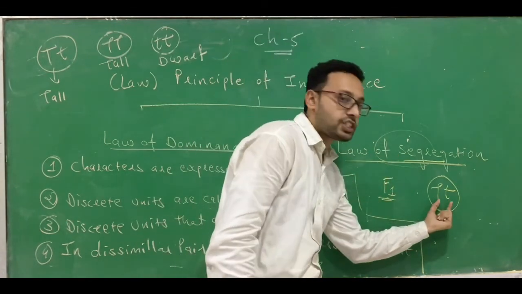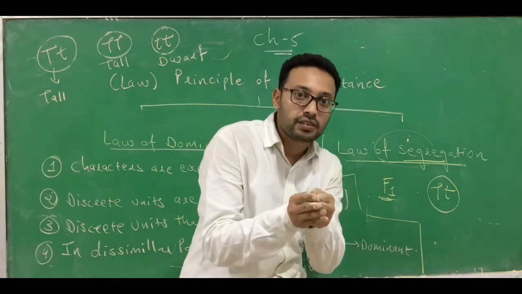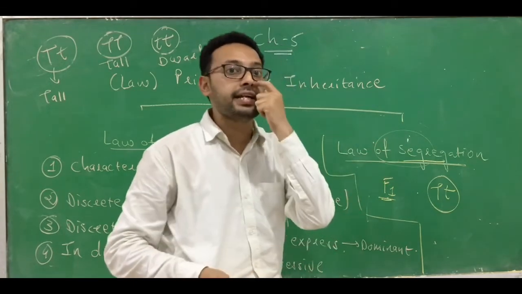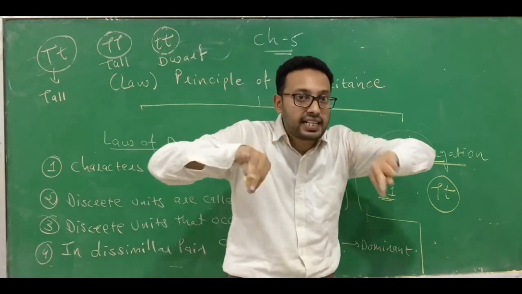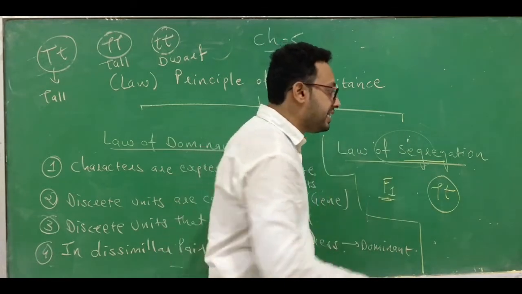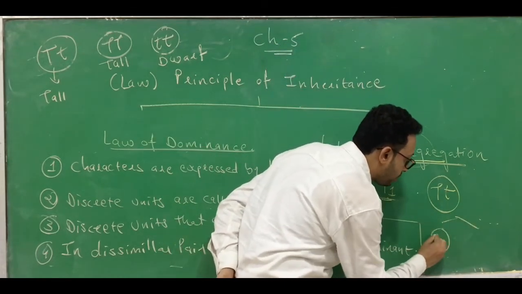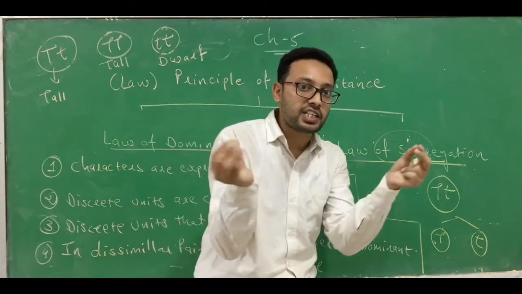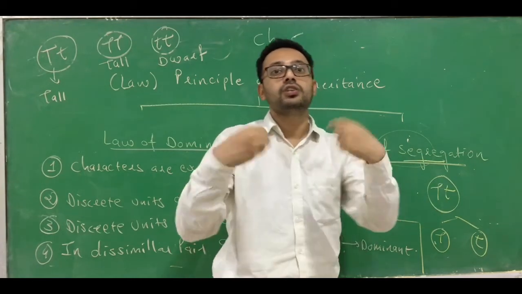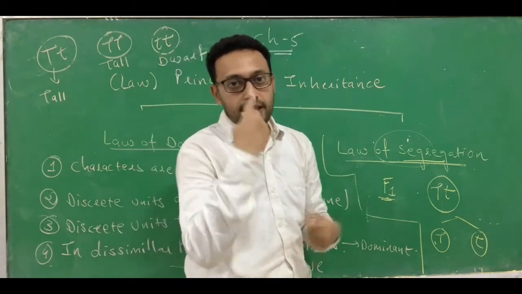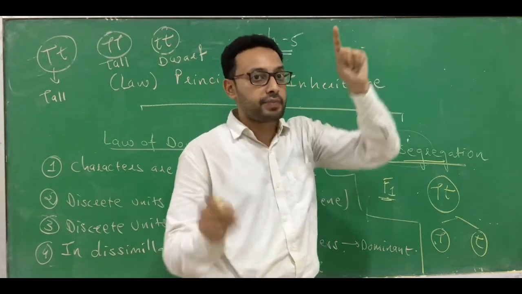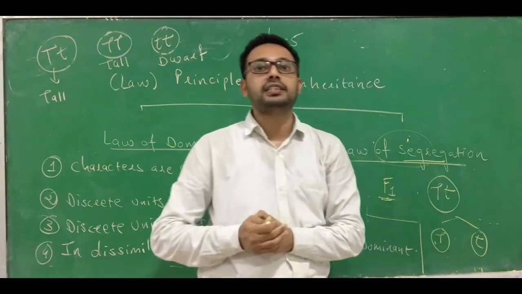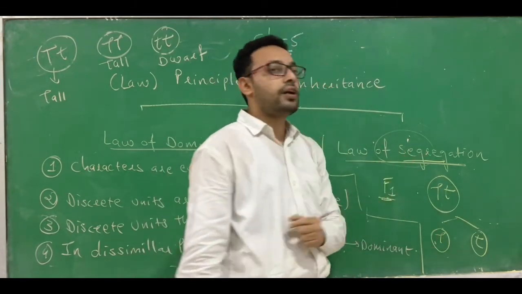That means when these two dissimilar characters are together, they don't get mixed or blended. They remain segregated, they remain separated, and each gamete gets one. If you make their gametes, it will be like this: one gets capital T and the other gets small t. They don't fuse or join. If they joined, they would express an intermediate character, not tall, not dwarf. But that doesn't happen. Both get segregated because they don't get blended or mixed, and this is called the law of segregation.